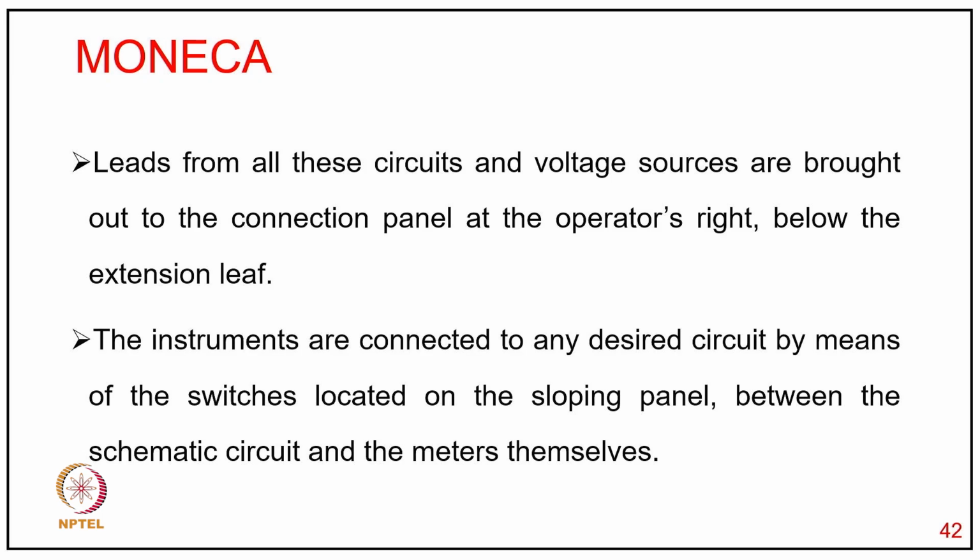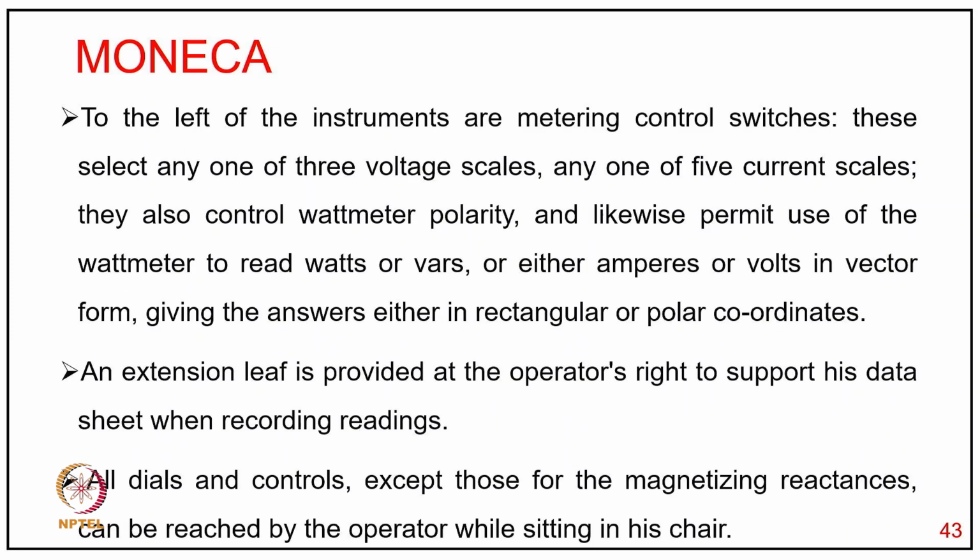Leads from all the circuits and voltage sources are brought out to a connection panel below the extension lead, and the instruments are connected to any desired circuit by means of switches located on a sloping panel between the schematic circuit and the meters themselves. To the left of the instruments are meter current control switches. These select any one of the 3 voltage scales and one of the 5 current scales.